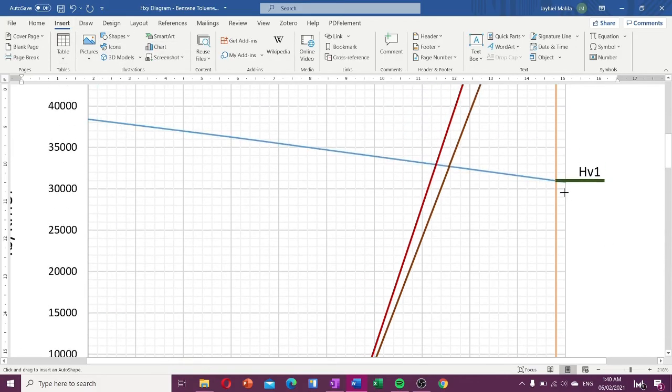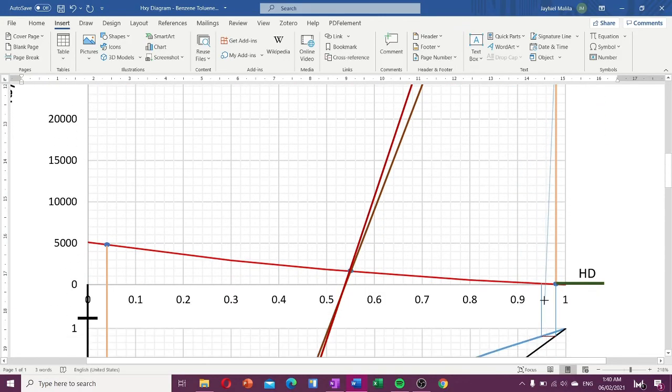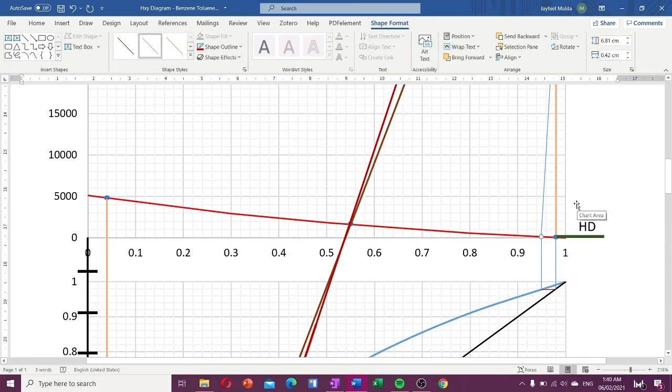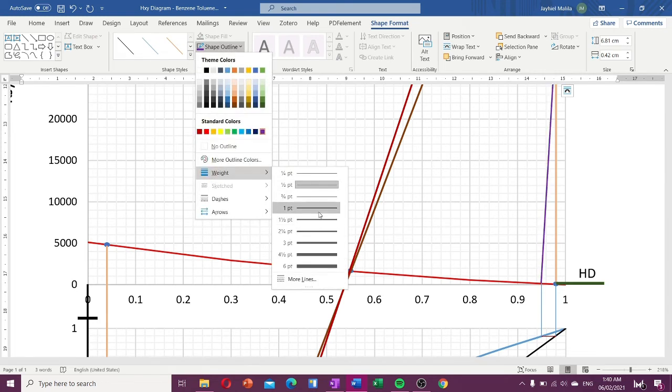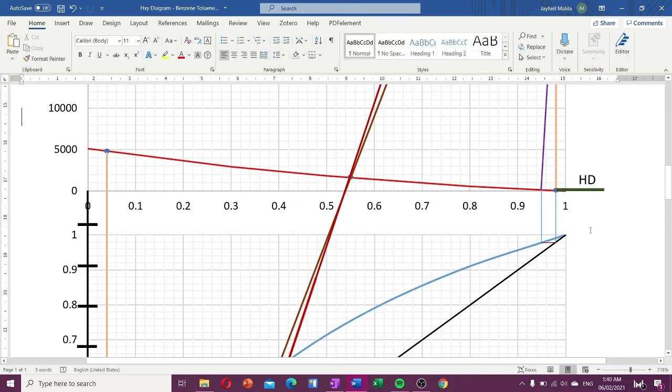Connect this point over here and connect it to this one. Connect it here. Okay, so that's the first tie line, and the first tie line corresponds to the first equilibrium stage. So, yeah, that's the first stage. But we're not done yet. That's still the first.